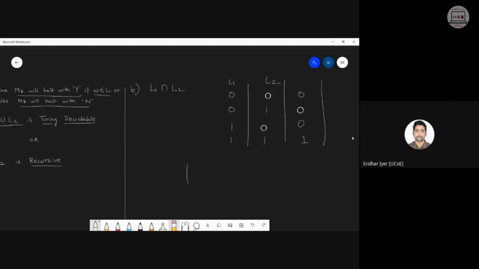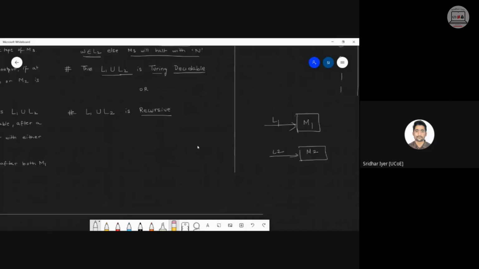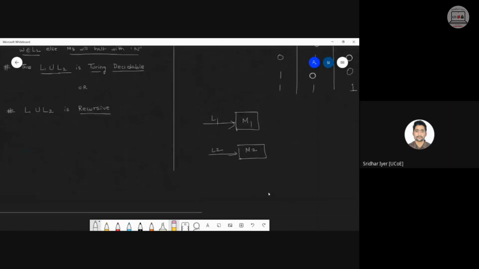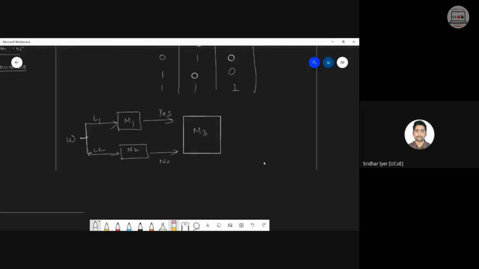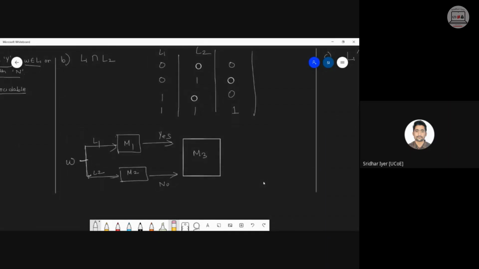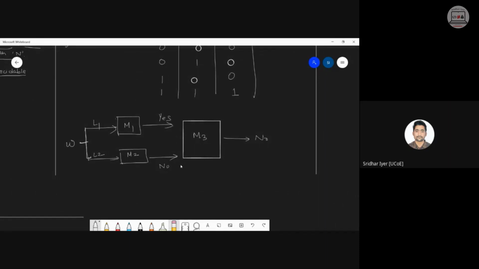So I can take the same diagram over here. M1 and M2, I am giving inputs as L1 and L2. I am assuming that these are part of W, because W has to be compared with these. So if M1 is giving output as yes, and M2 is giving output as no, these are then fed into M3. What will be the output of M3? Obviously, it is clear from the above diagram that if one of them is yes and the other is no, it will give the answer as no. Clear? Similarly, if I convert this into yes, yes, then the answer will be yes, right? It's simple Boolean maths.